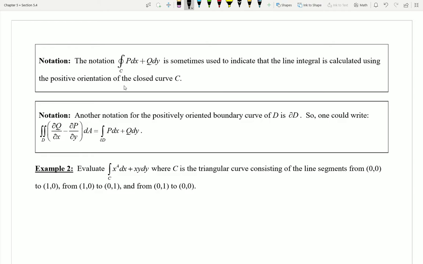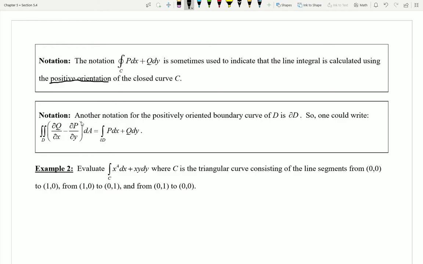First off here, we're going to see that sometimes the notation with an integral symbol and my curve at the bottom, this kind of regular old line integral or work integral setup, will be used, but I'll have this extra little circle. That extra little circle notation is sometimes used to indicate that the line integral is calculated using specifically a positive orientation. So when you see that little circle, we're saying C is positively oriented.